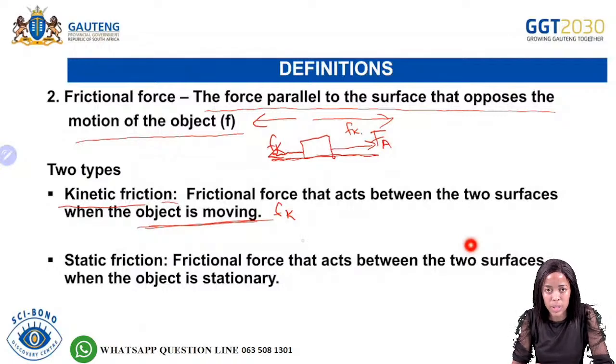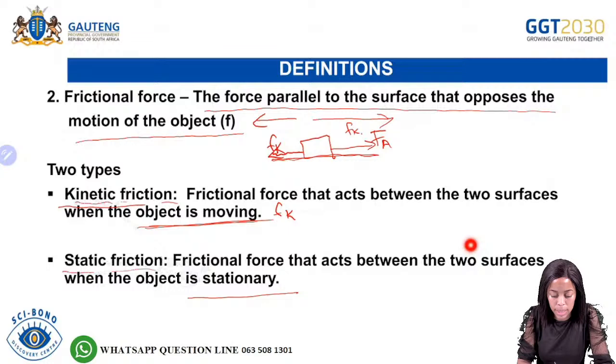Then we have your static friction. It says frictional force that acts between the two surfaces when the object is stationary. So static friction is when the object is stationary, and kinetic friction is when the object is moving. Static friction we would represent using small letter F and small letter S. So the K represents the kinetic friction, and this one represents the static friction.